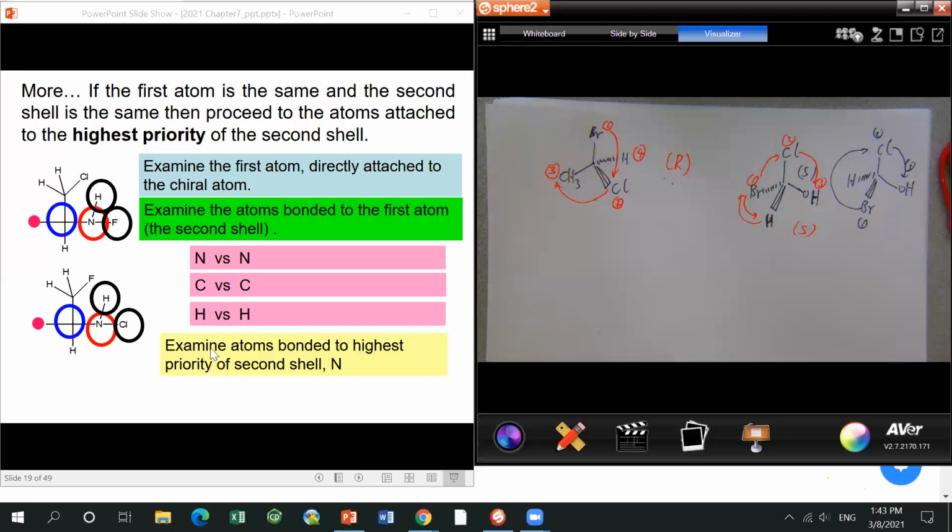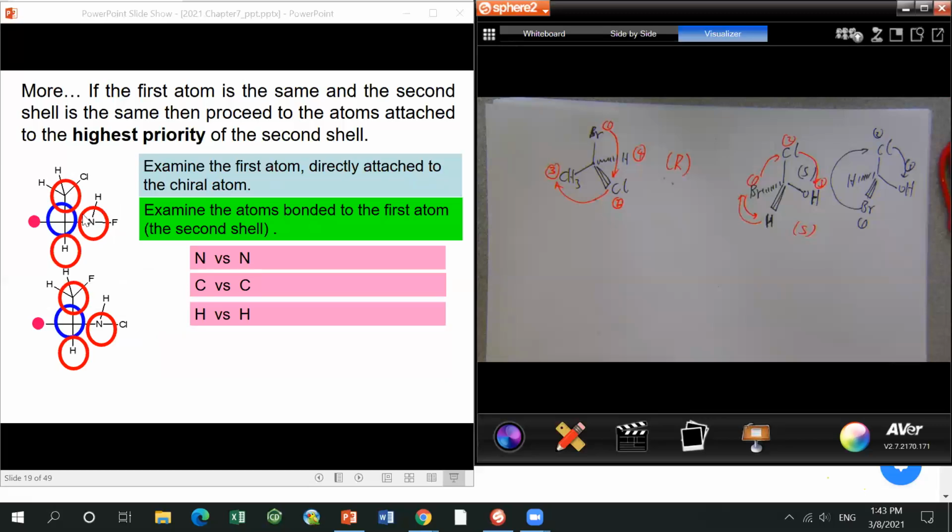Then how can we move to the third layer? You examine the atom bound to the highest priority atom on the second layer, the second shell. Among carbon, nitrogen, hydrogen, the highest one should be nitrogen. So we need to examine what is attached to the nitrogen. For the top one, hydrogen, fluorine. For the bottom one, hydrogen, chlorine. Chlorine has higher priority than fluorine, so the bottom one wins. The bottom one has the higher priority.